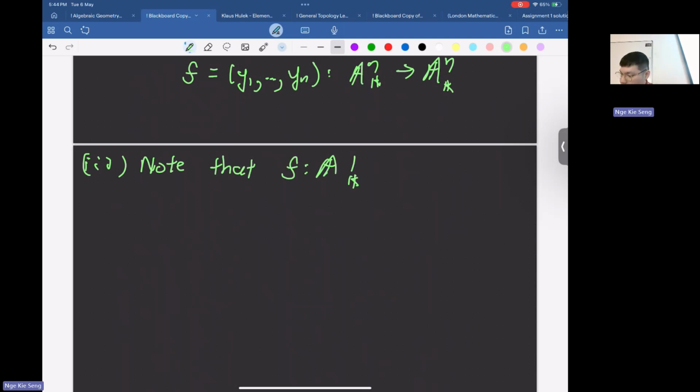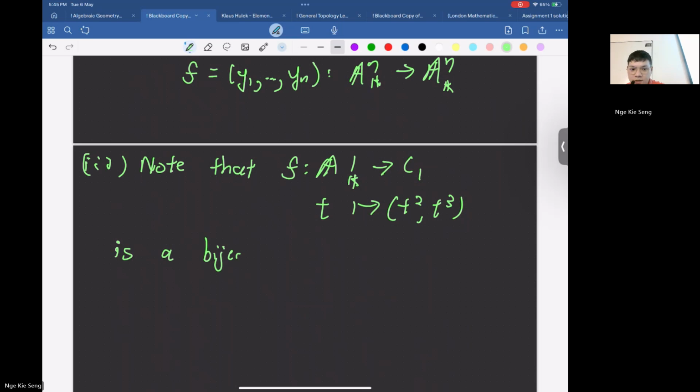this map here, A1K to C1. Okay, T going to T square and T cube. Let me see. It's good or not? Okay, I think this is quite good. Okay, look at this one. So if you look at this, the claim is this is a bijection. Is this a bijection? Okay, this is a bijection.